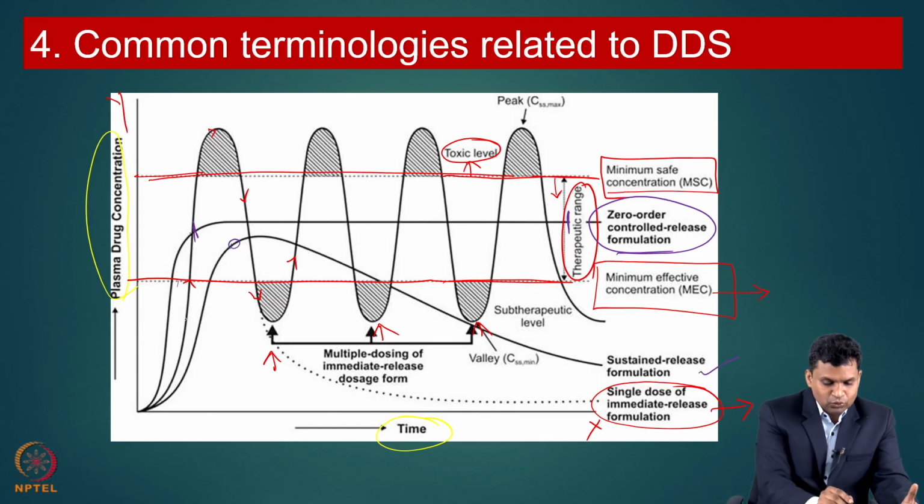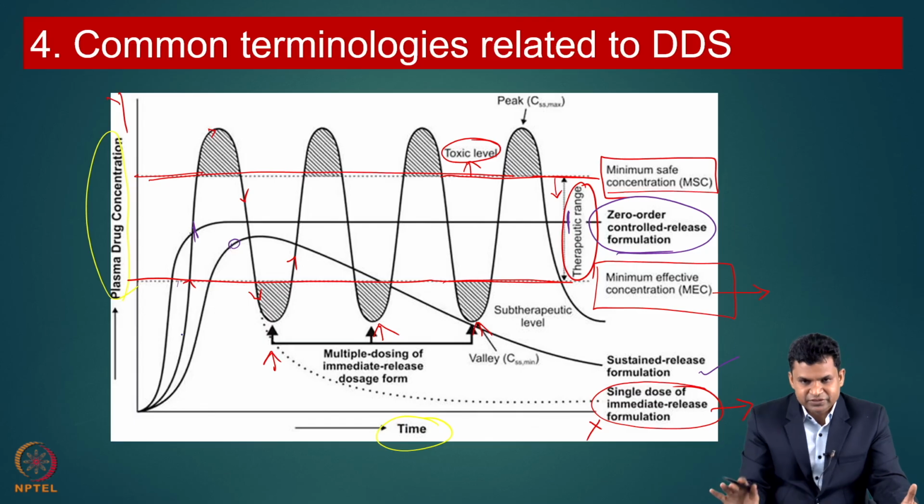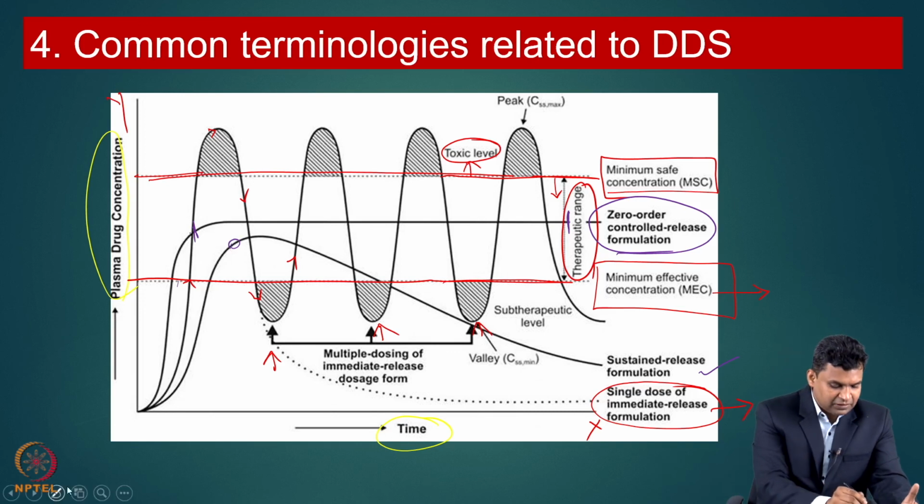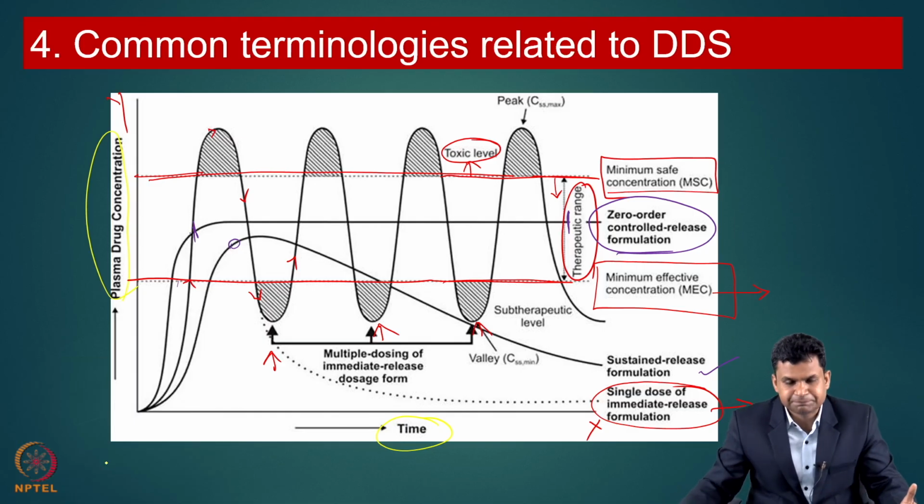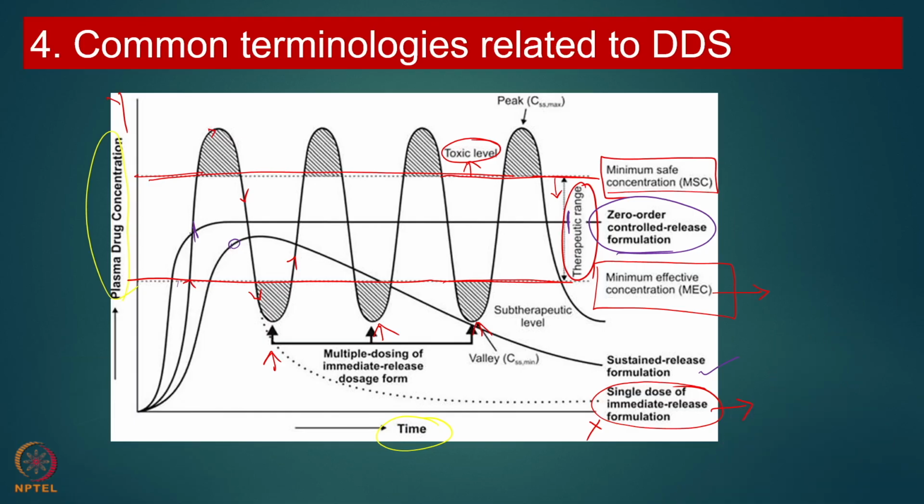Now your dose frequency will be reduced and patient compliance will also increase, and you can see the therapeutic level will be maintained for a longer time. This is the difference between the sustained and the conventional release formulation. These are the terminologies we will use in learning drug delivery systems.